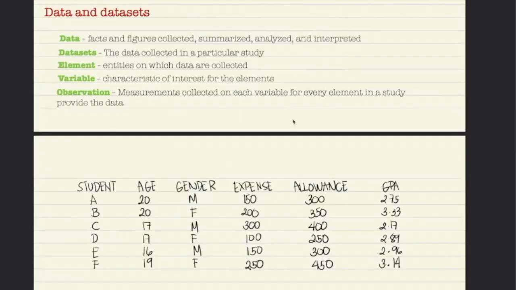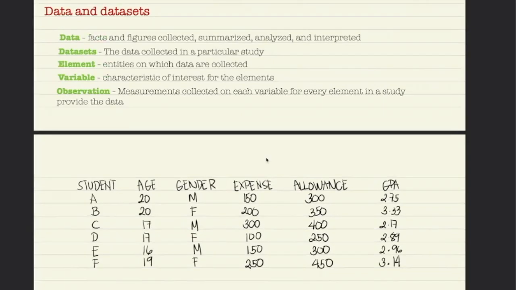Now, let's talk about data and datasets. Data are facts and figures collected, summarized, analyzed, and interpreted. Datasets are the data collected in a particular study. Elements are entities on which data are collected. Variables are characteristics of interest for the elements. Observations are measurements collected on each variable for every element in a study.